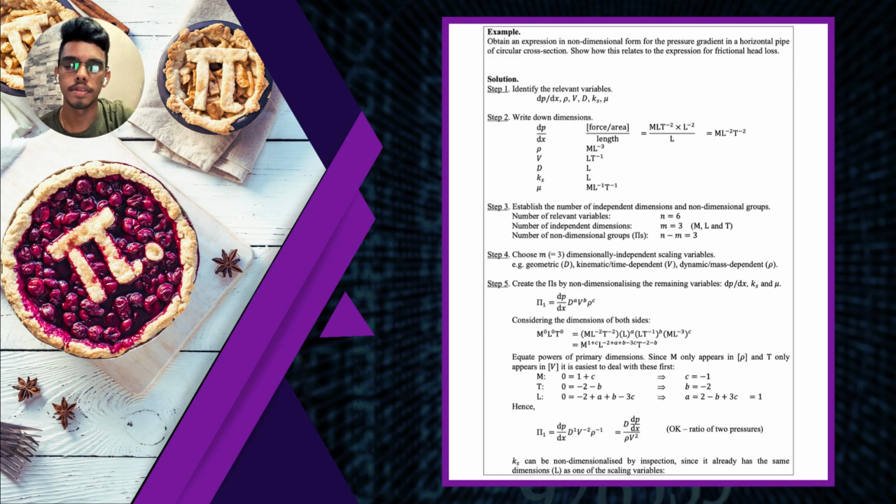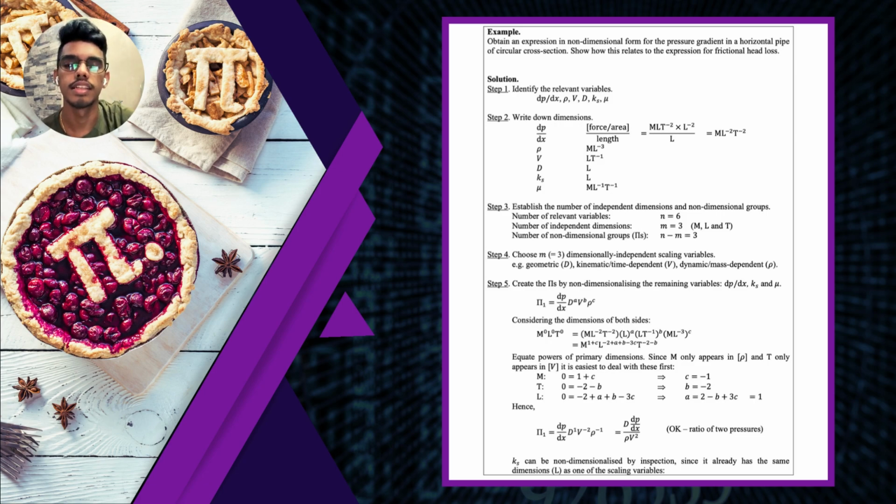For dp over dx, the pressure gradient, the dimensions will be M, L to the power of negative 2, and T to the power of negative 2. For density rho, the dimension is M, L to the power of negative 3. For velocity, the dimension is L, T to the power of negative 1. For diameter, the dimension is L, and for roughness height ks, the dimension is L. And for mu, the viscosity, the dimensions will be M, L to the power of negative 1, and T to the power of negative 1. After we write down all the dimensions, we can proceed with step 3.